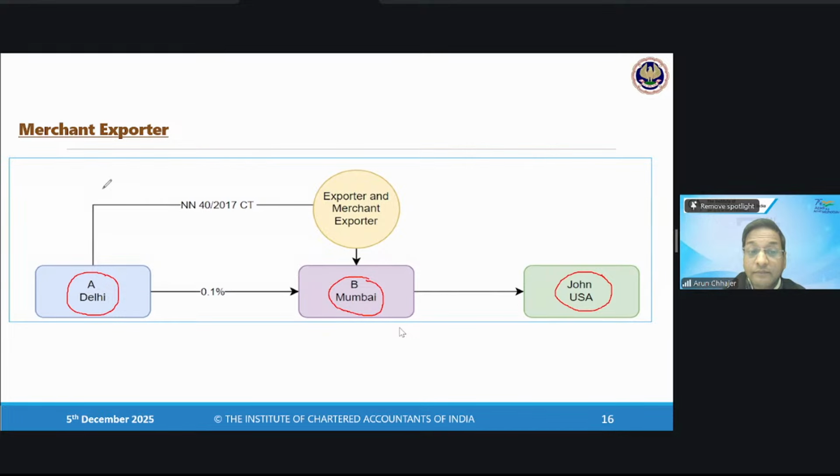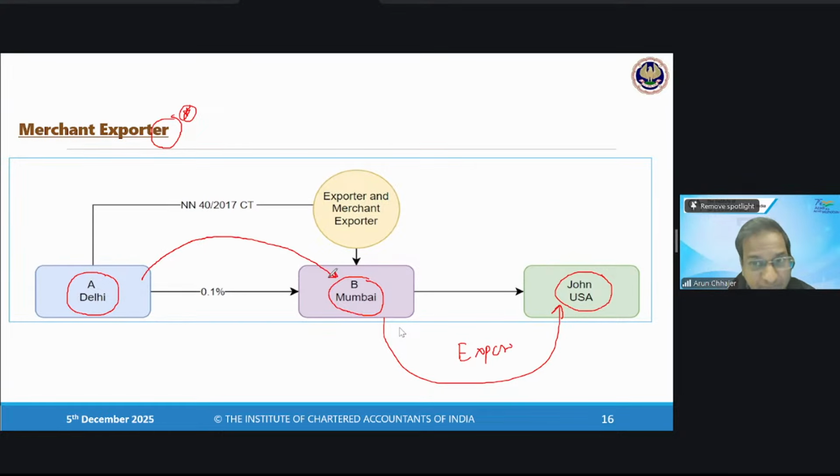The B to Mr. John. So this is actually export. Then what is merchant export? See, point to be noted, it is not the merchant export, it is the merchant exporter. The transaction is not the merchant export, it is merchant exporter. What is the transaction? Supply by A to any person who actually exports in the same manner.